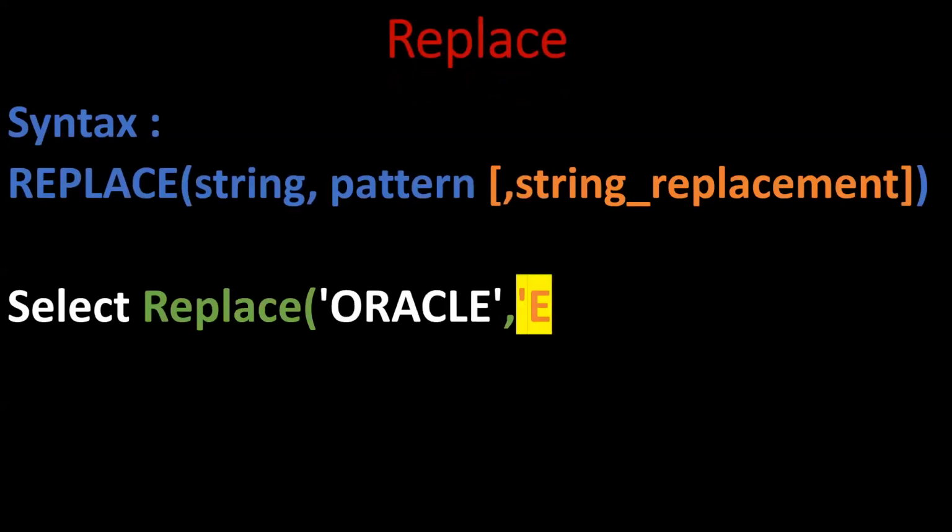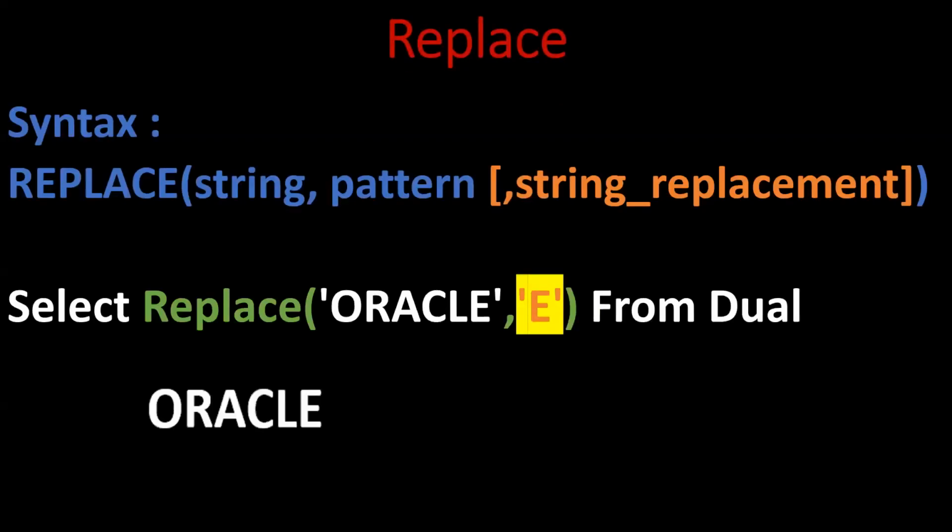In a similar way, we are not specifying the third parameter. So output would be like this. So it will remove that E from the particular string.